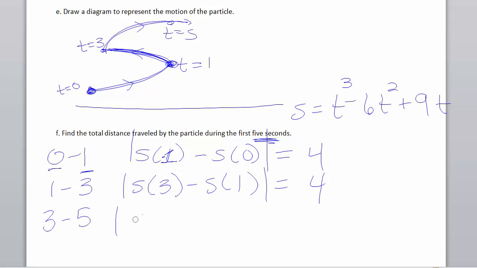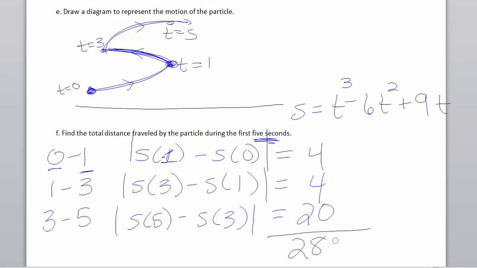And then I would do s of 5 minus s of 3. And this is 20. And then to get my total answer, I add all these together and I get 28 meters. Okay? If you just did s of 5 minus s of 0, that would not give you total distance.